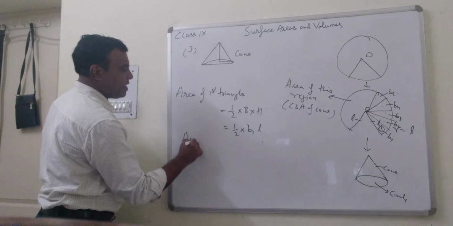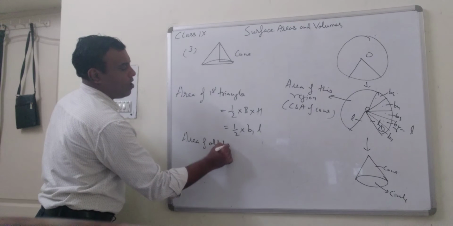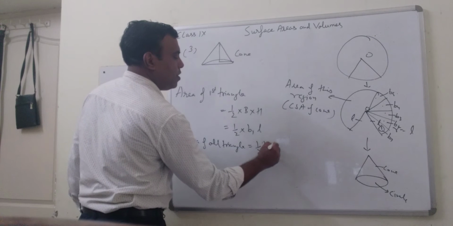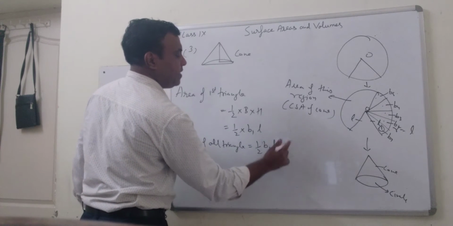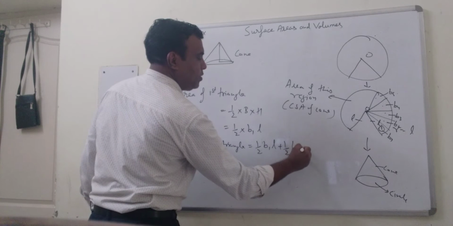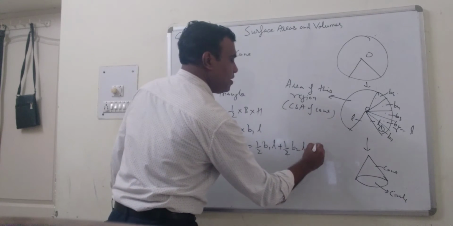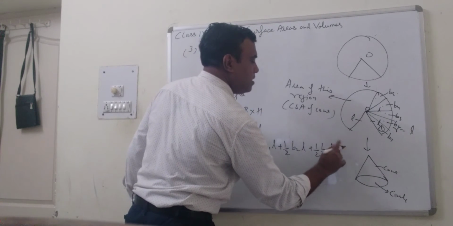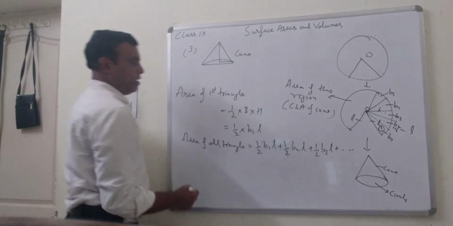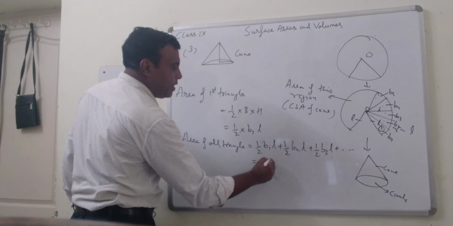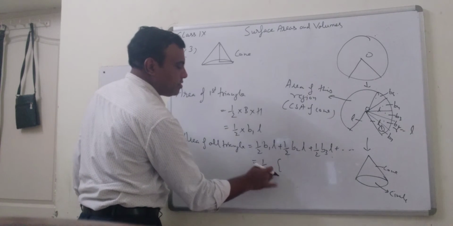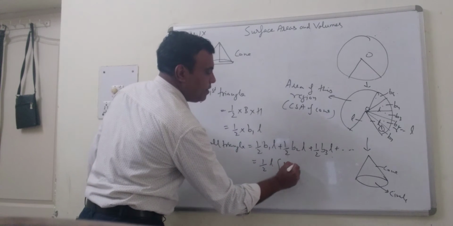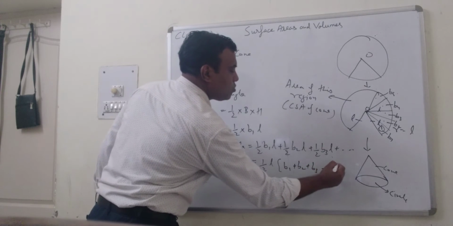So what will the area of all the triangles be? Half base into height. The second triangle has base B2, and the height remains the same, L. The third triangle has base B3, and the height is again L, and so on. Take half into slant height common, since the height is common, leaving B1, B2, B3 and so on.